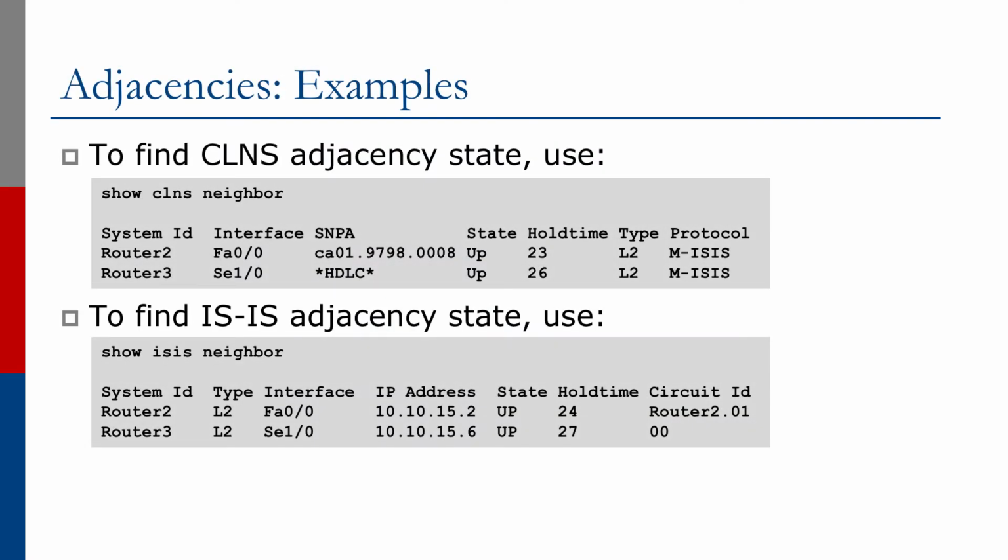To find the CLNS adjacency state on Cisco IOS, as the slide shows, we use the command show CLNS neighbor. That shows where the router has found adjacencies talking the CLNS protocol. To find the ISIS adjacency state, in other words, we have exchanged IPv4 prefixes, do show ISIS neighbor. That shows the IP address of the neighboring router and various other information, including the hold time, which is the time the router waits before it declares the neighbor has vanished.